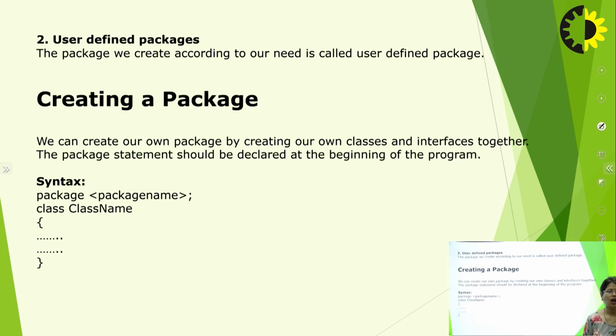So let's see how we create a package. We can create our own package containing our own classes and interfaces together. To create the package, we write the package statement at the beginning of the program. What is the syntax? We write the package keyword, then the package name, whatever name you give, then the class keyword and the class name, and the body of that particular class, whatever you want to implement there.